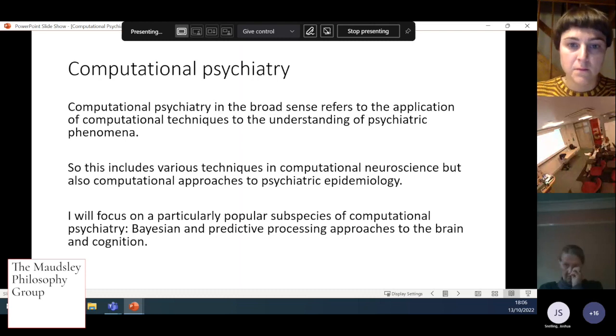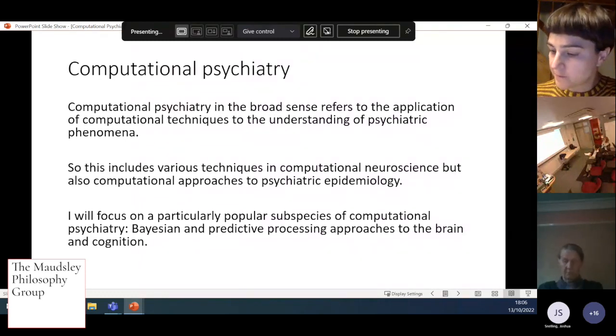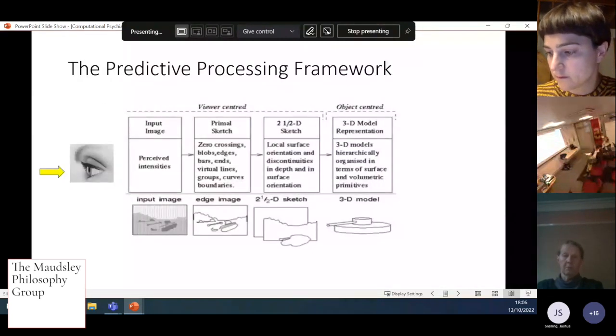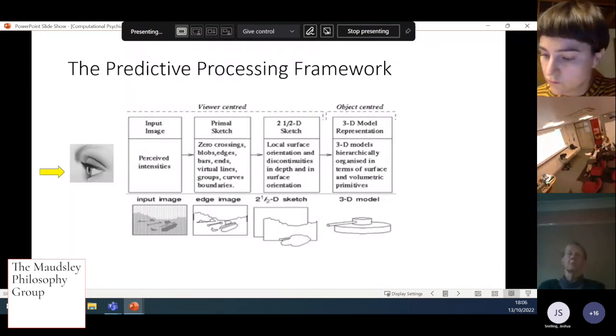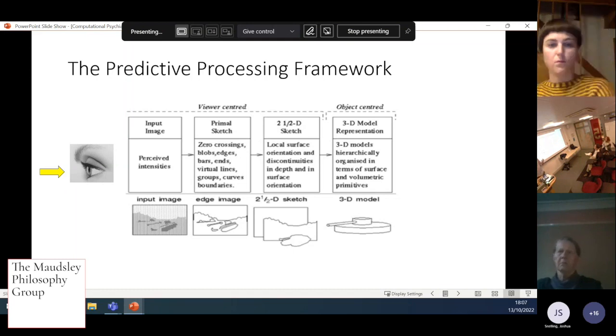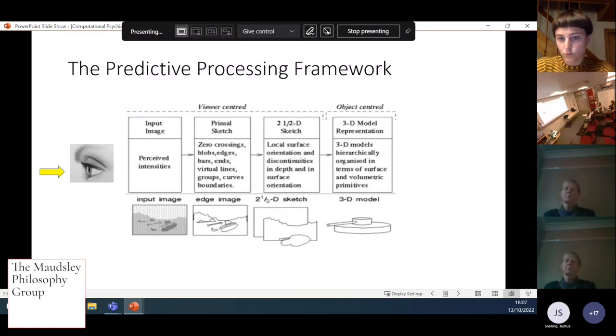Particular subspecies of computational psychiatry, Bayesian and predictive processing approaches to the brain and cognition. So, what's the predictive processing framework? Well, a nice way of understanding the predictive processing framework is in contrast to the kind of standard bottom-up account.